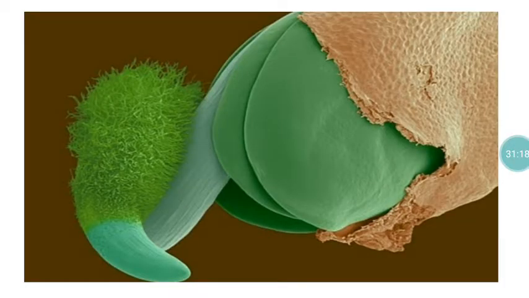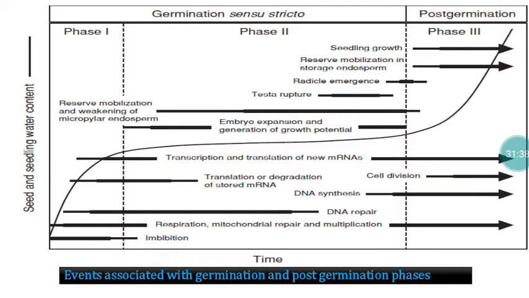So this is the outcome: rupturing of the seed coat and emergence of the radicle, followed by emergence of the shoot system. Finally, in seed analysis, they look for whether the seedlings are normal or abnormal. If it is normal, they will consider this particular seed as a germinable one. So this is the overall set of events associated with the germination and post-germination phases.